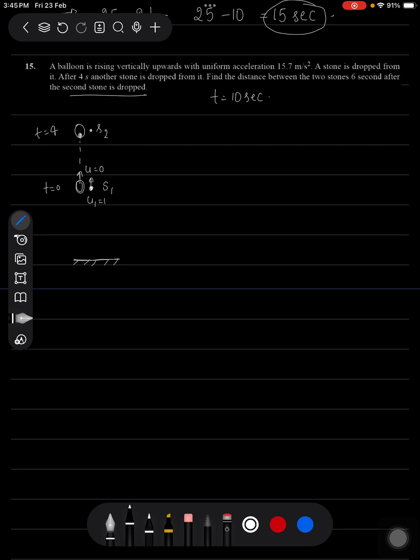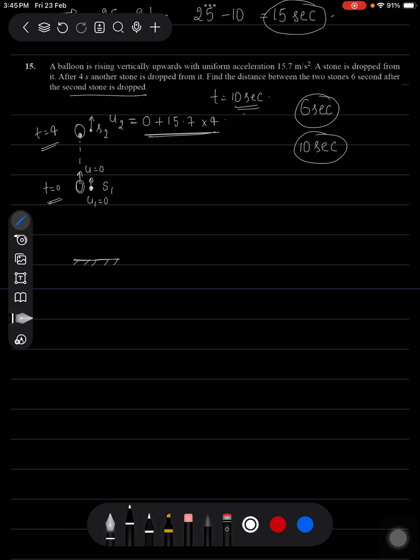u1, I will mention it, this is going to be equal to 0. Whereas u2 is going to be equal to the velocity of the balloon after 4 seconds. It is starting from rest. Acceleration is 15.7 into 4. Let us keep it like this. This is going to be the initial velocity of the stone 2, right? So from here to here, the second stone is going to travel 6 seconds, and from here to here, the first stone is going to travel 10 seconds of time, right?